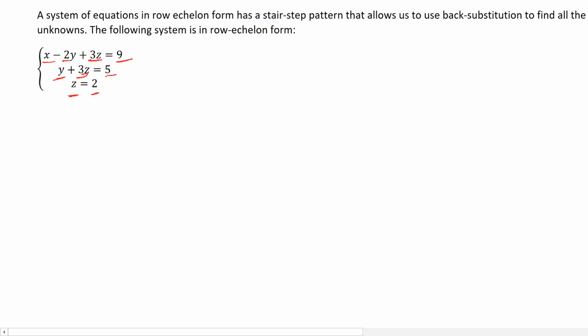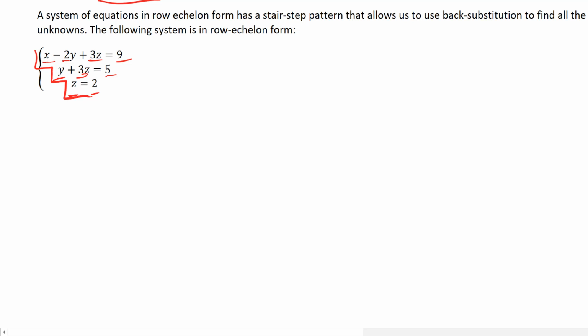And so you're trying to get it in this stair-step form because that way you can use back substitution, because you know what z is, so you can plug that into the second equation and find out what y is, and then you can plug y and z into the first equation and find out what x is. So it's this kind of stair-step arrangement that you're trying to get, because this system of equations right here is already in what we call row echelon form.